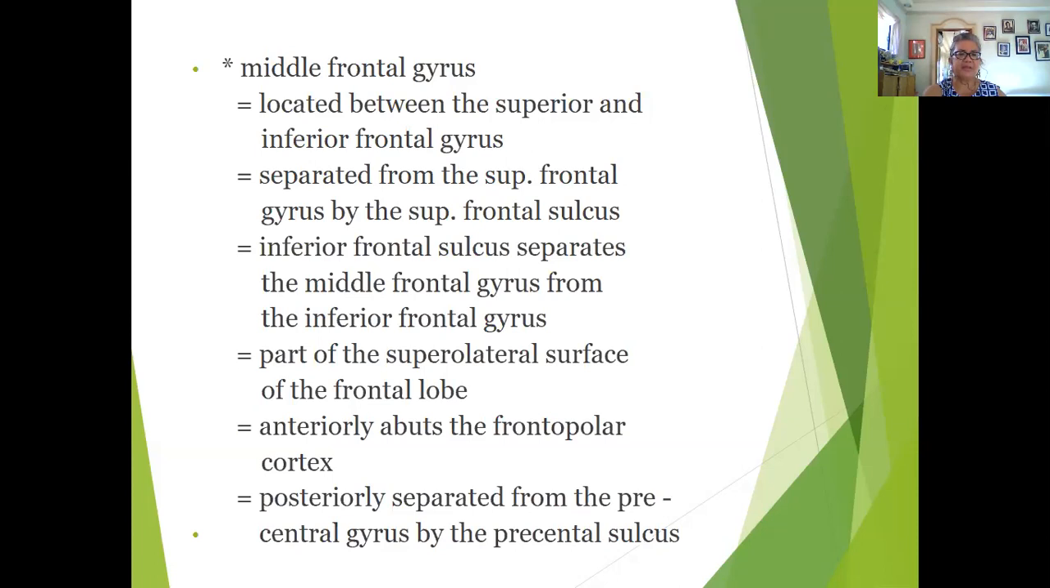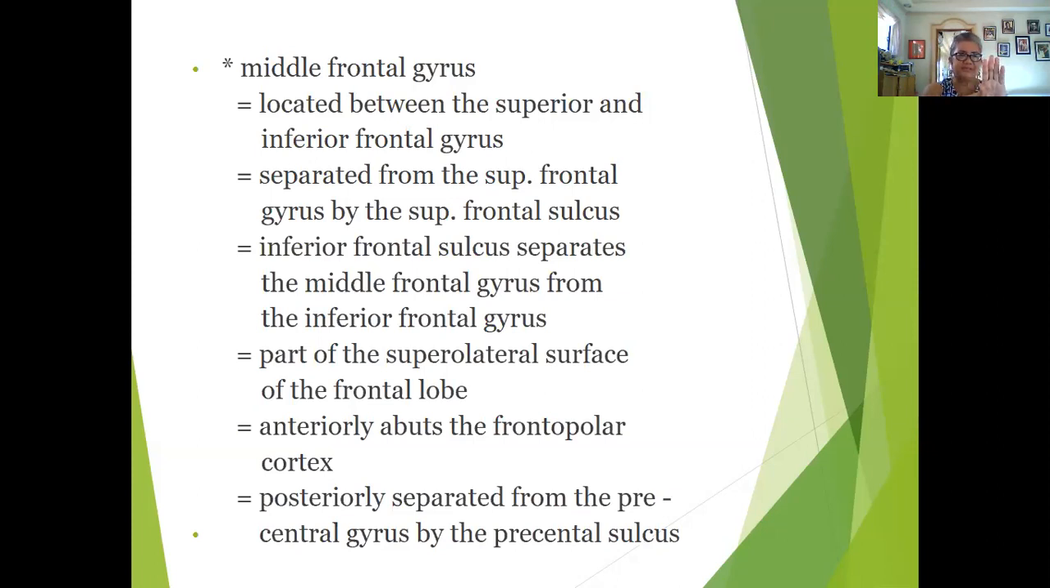Posteriorly, it will be separated from the precentral gyrus by the precentral sulcus. So you have to imagine you have the precentral gyrus, then you have the postcentral gyrus, and between them you will have the Rolandic fissure. Then anterior to that will be the precentral sulcus.